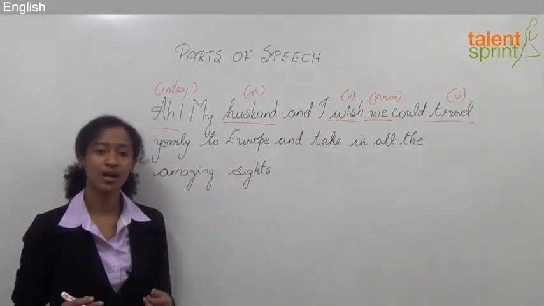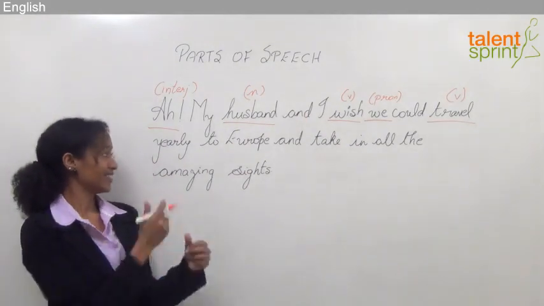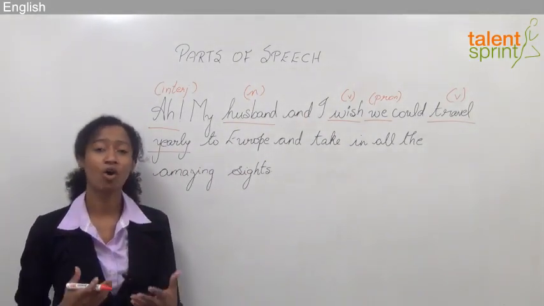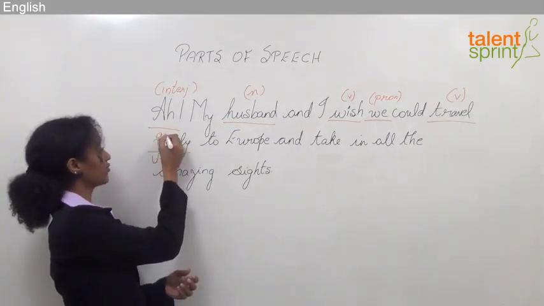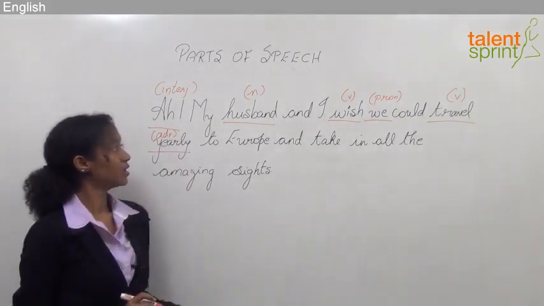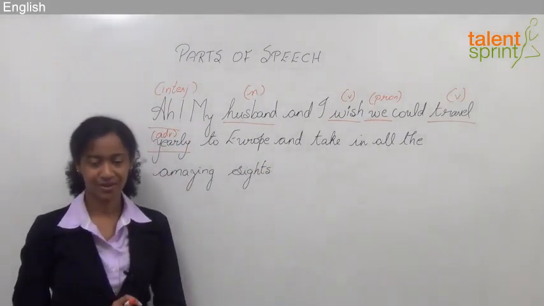And where is our partner to the verb, adverb? Yearly, right? It tells us how often or how frequently they wish to travel. Yearly, so that is my adverb. Okay, so where is our partner to the noun then? The adjective.